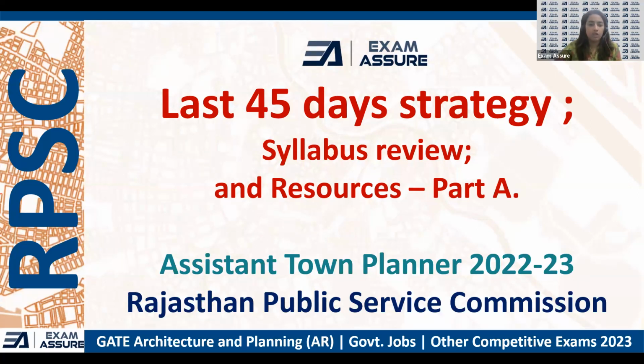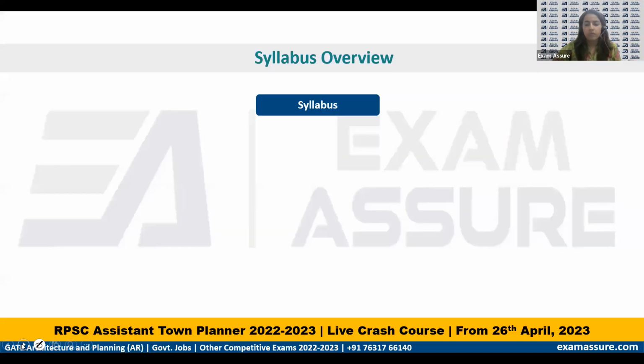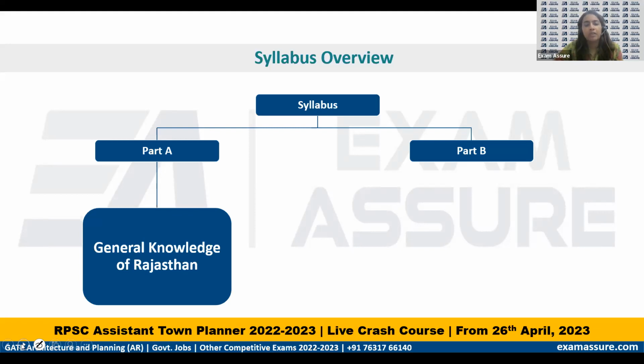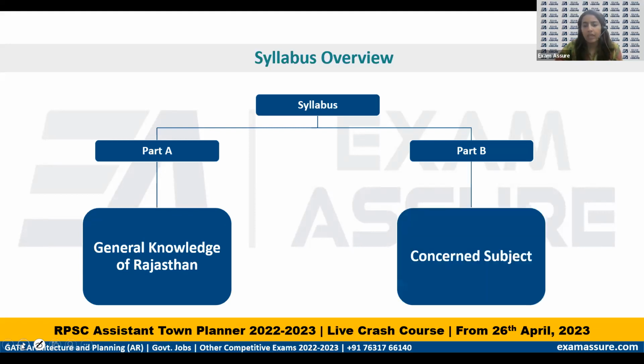Now, I'm sure you are all aware of the syllabus by now, wherein the syllabus is divided into two parts, that is part A and part B, where in part A, one is expected to know about the general knowledge of Rajasthan. And as far as part B is concerned, it is related to the concerned subject, that is our planning part.